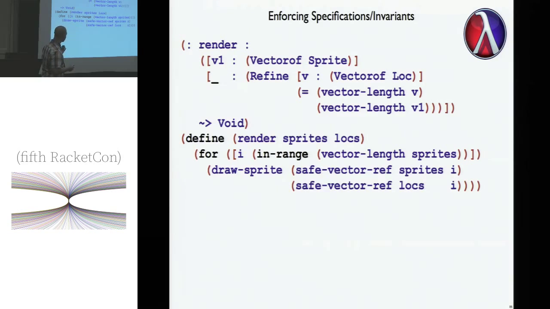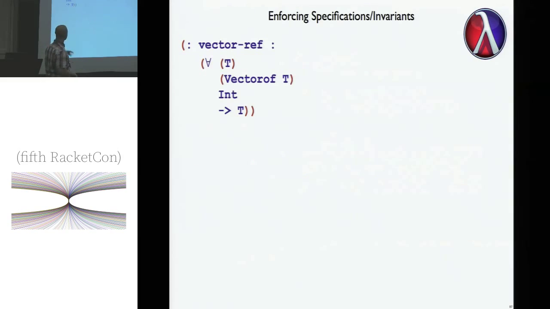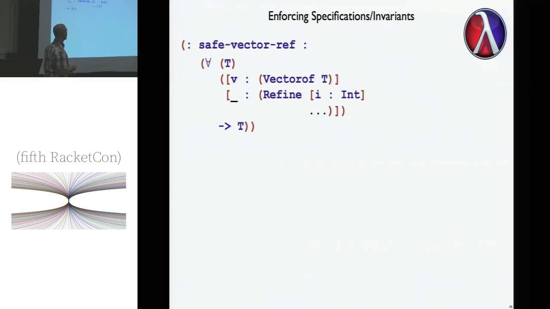Let's rewind, and instead of unsafe vector ref, we want to use a safe vector ref. Now, what on earth is that, right? Wasn't that the first thing? So safe vector ref, but we're going to take vector ref, which takes vectors of things, an integer, and then it gives you one of those things back, right? And we're going to add some detail to that, just like we did before.